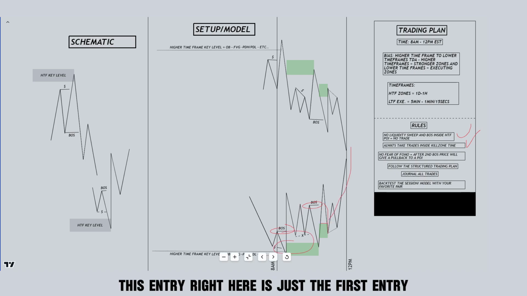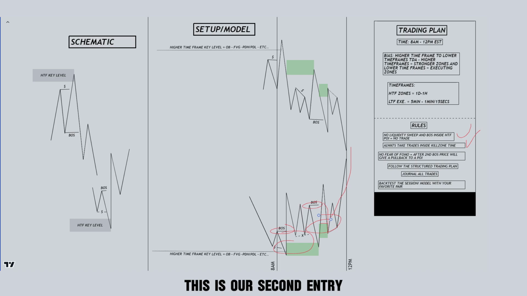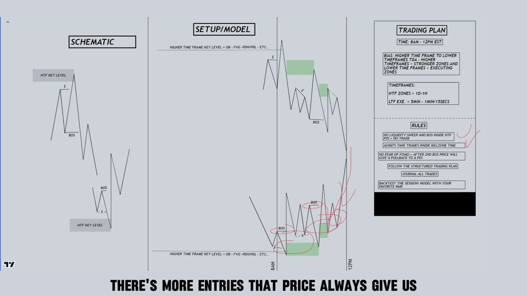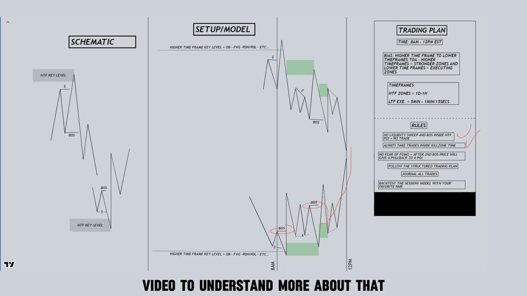This entry right here is just the first entry. This is our second entry. There's more entries that price always gives us before reaching our final target. So there's no reason to have fear or FOMO. Make sure you guys watch the fear of FOMO video to understand more about that also.